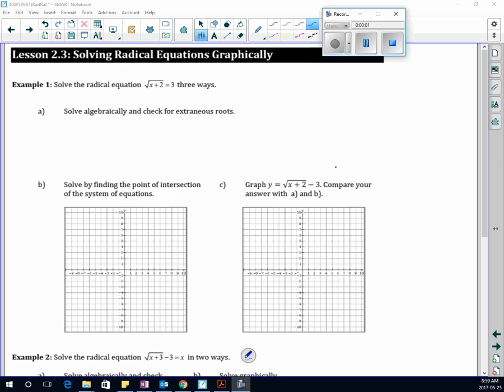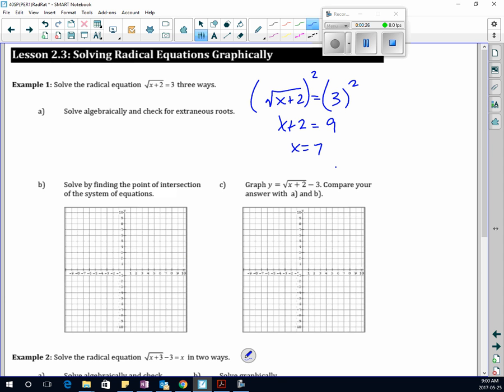Do you remember from grade 11 pre-cal how to solve this radical algebraically? Yeah, you square both sides. So x plus 2 equals 3. We're going to square both sides because a square undoes a square root, right? So then we get x plus 2 equals 9. Move the 2 over, we get x equals 7.